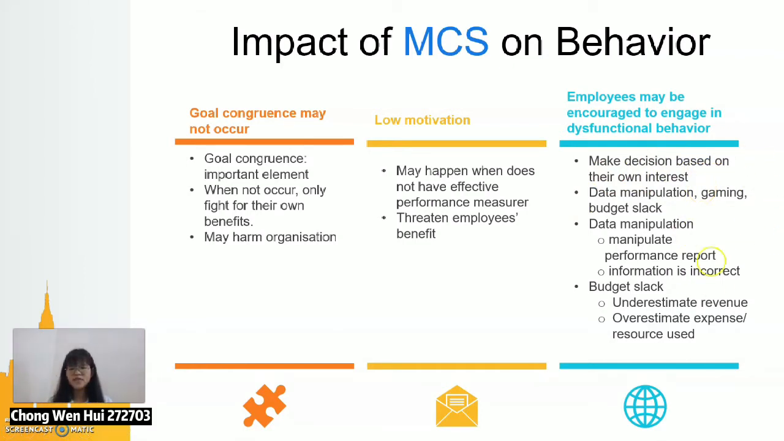An example of data manipulation is when the employee manipulates the performance reports of their department to show better results, even though the information is incorrect, and may even harm the organization. And for budget slack, it will only happen when the employee underestimates the revenues or overestimates the expenses incurred and the resources used under their responsibility without the concern of the superior or supervisors.